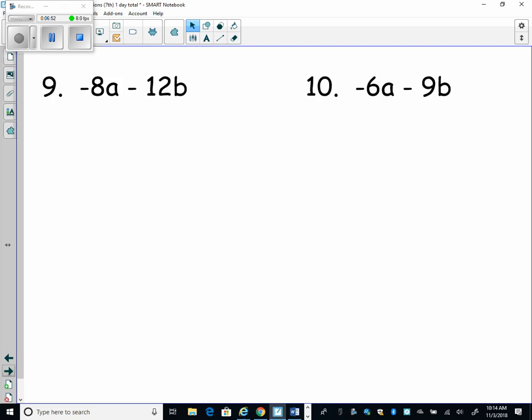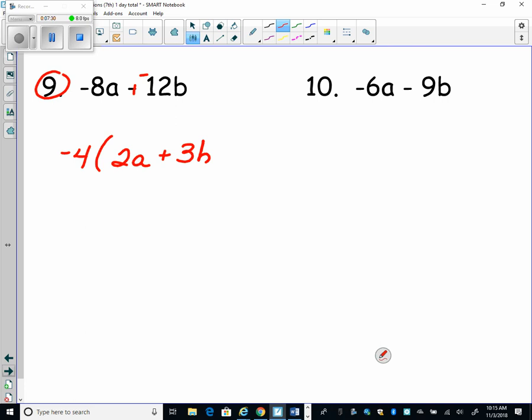Let's go to number 9. So number 9, I have -8a minus 12b. Again, I can do add up, and that way I'm clear that both of my terms are negative. We need to find the greatest common factor. Well, for 8 and 12, the greatest common factor is 4. Notice both terms are negative, which means I need to factor out a -4. Now we divide. -8a divided by -4 is going to leave me a positive 2a. Second term, -12b divided by -4 is going to leave me a positive 3b. And that will be my factored expression.